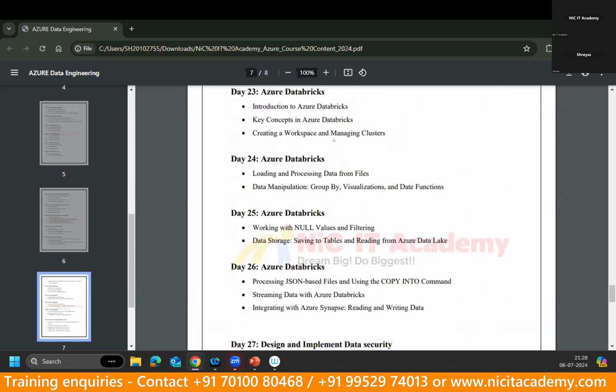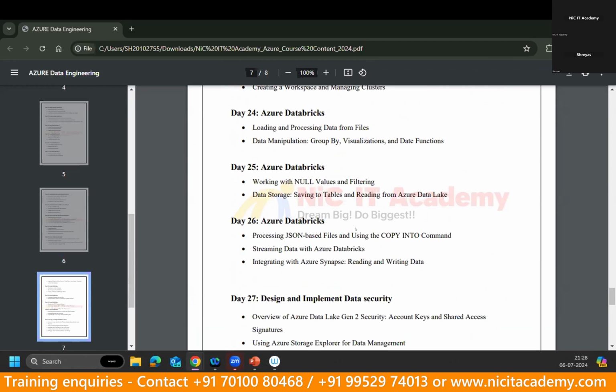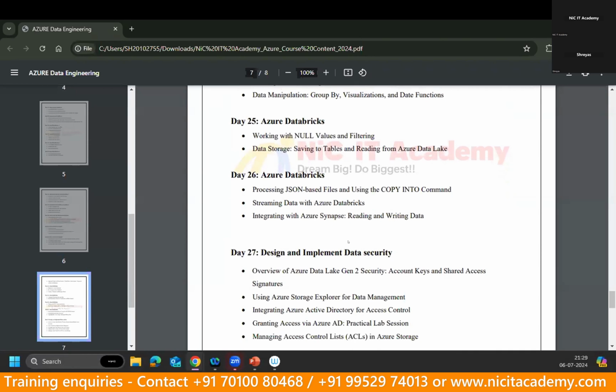We'll cover Databricks again for a lengthy duration. We'll see introduction to Databricks. We'll talk about key concepts. We'll talk about creating a workspace, managing clusters, loading and processing data from files, data manipulation, group by, visualization, date functions, working with null values in Azure Databricks, data storage, saving to tables, reading from data lake, processing JSON based files, streaming data with Azure Databricks, and integrating it with Azure Synapse.